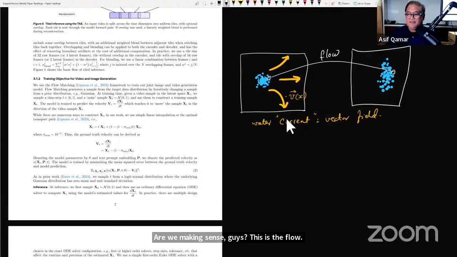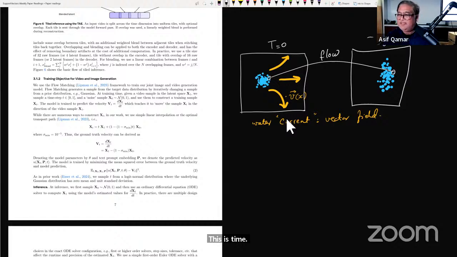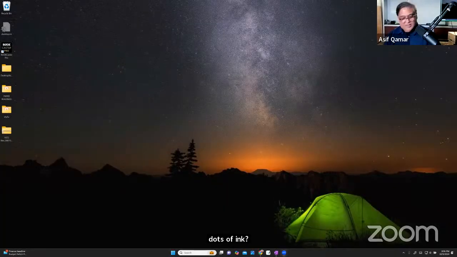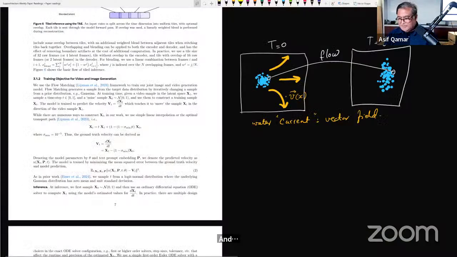Yeah, guys, right? So suppose this is at t is equal to 0, and this is at some time t. Right? This is time t equal to 0, and this is time equal to some time t. Would you agree that this would happen to your little dots of ink?